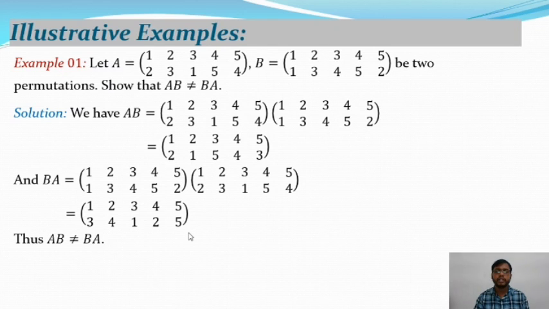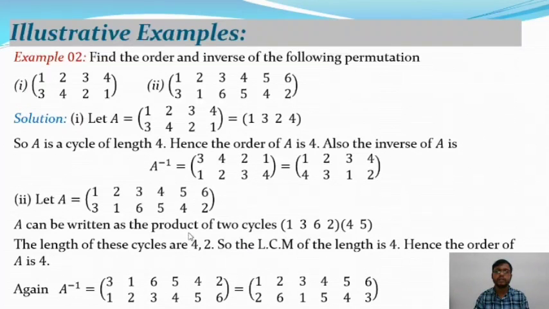Now move on to the second example on the permutation or the symmetric permutation. So here is the example. Find the order and inverse of the following permutations. So there are two permutations, and the first permutation is 1 goes to 3, 2 goes to 4, 3 goes to 2, 4 goes to 1. So this is a permutation of degree 4, and the second is a permutation of degree 6, and it is 1 goes to 3, 2 goes to 1, 3 goes to 6, 4 goes to 5, 5 goes to 4, and 6 goes to 2. So here is the solution.